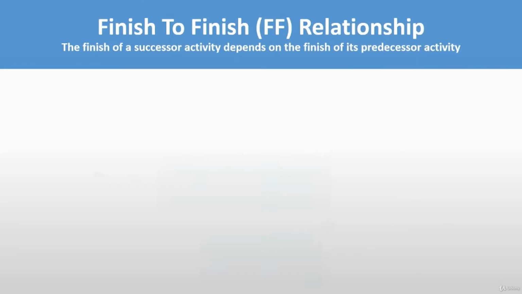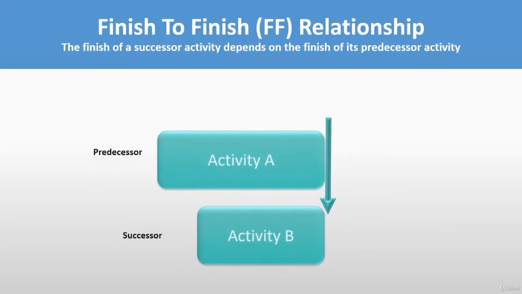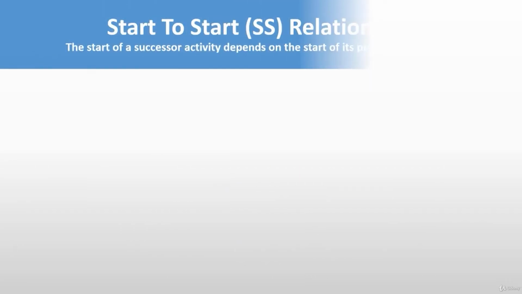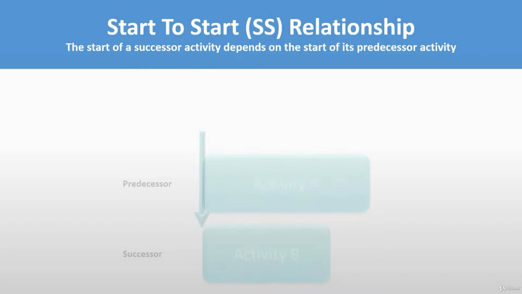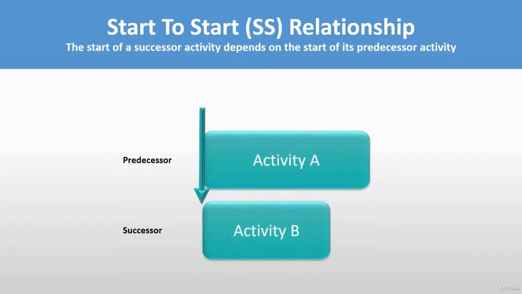The finish to finish relationship tells us that the finish of a successor activity depends on the finish of its predecessor activity. A start to start relationship between two activities explains that the start of a successor activity depends on the start of its predecessor activity. In other words, you cannot start your successor activity unless the predecessor activity is started.